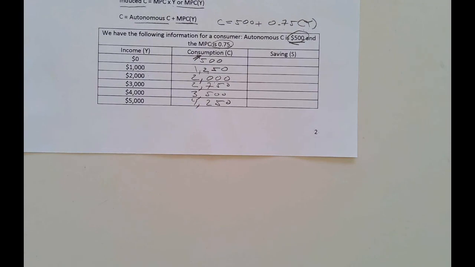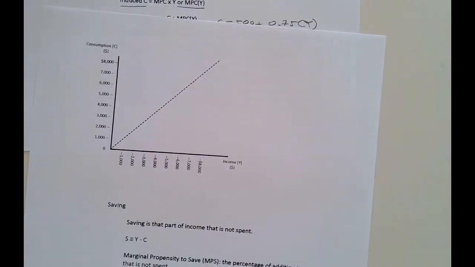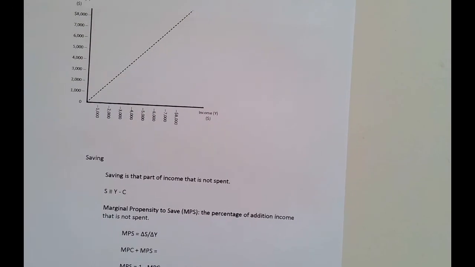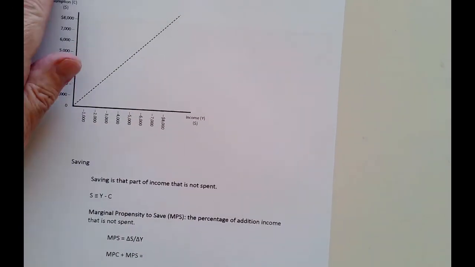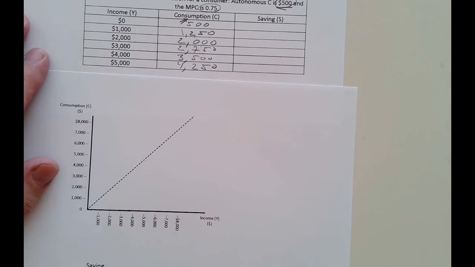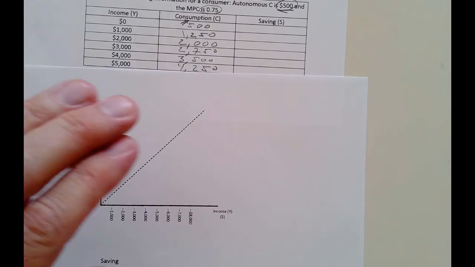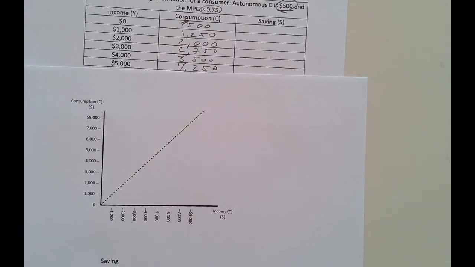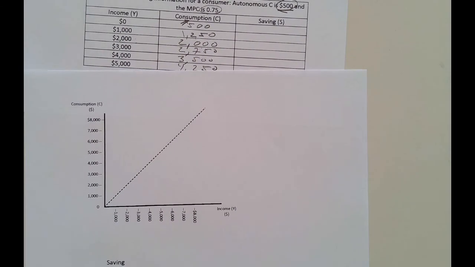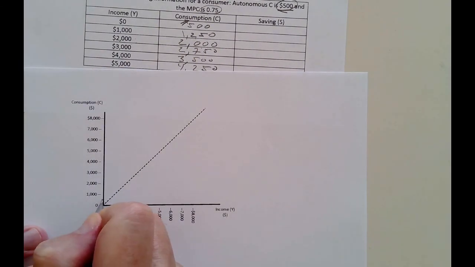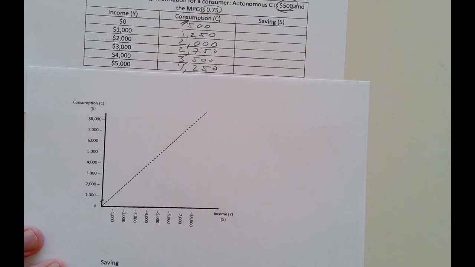Now we can also take this data here and we can put it on a graph. So our consumption is going to start right here at 500. And that mathematically is your y-intercept, right? And so your autonomous consumption is your y-intercept.